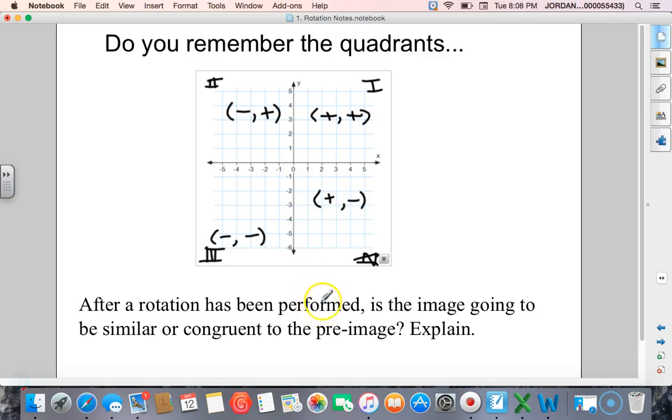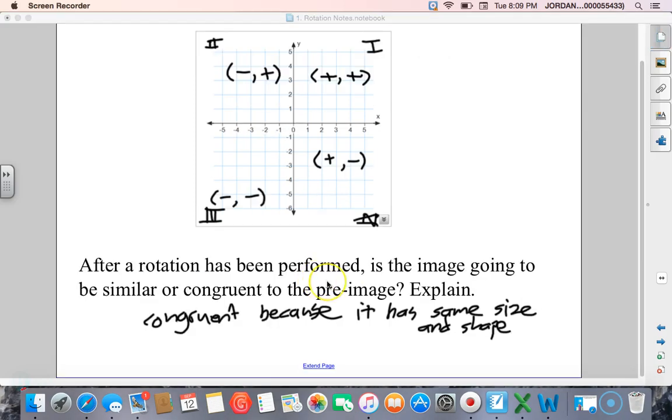After a rotation has been performed, is the image going to be similar or congruent to the pre-image? I'll give you some time to think about that and we'll discuss. You knew it was going to be congruent because it has the same size and shape. Similar is when it has the same shape but is smaller or larger. Congruent is when it's exactly the same size and shape. Rotating it, just spinning it around, doesn't change the size or the shape of the image. All right, let's cruise on.